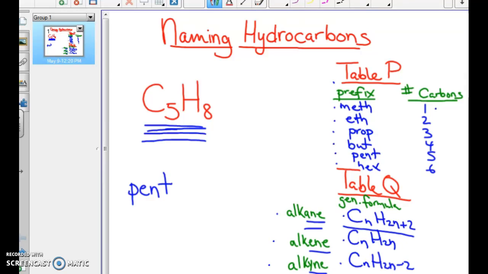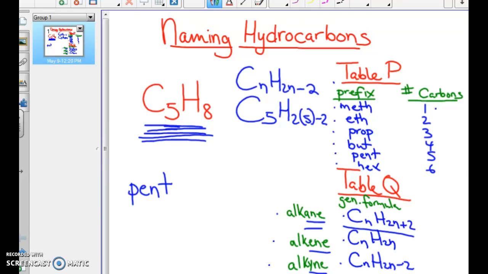Is it an alkene? Well, let's try CnH2n. If I take that 5 and I put that here, 2 times 5 is 10. No, it's not an alkene. That leaves an alkyne, but let's see why it is. CnH2n minus 2. If I plug 5 in for the number of carbons, 2 times 5 is 10, minus 2, that's exactly right. So that means we are dealing with an alkyne, and therefore we call this pentyne.